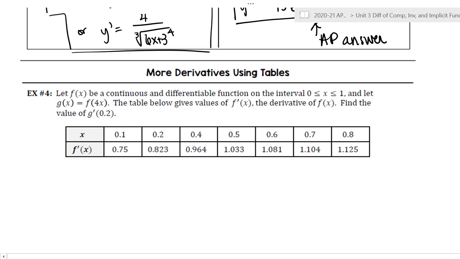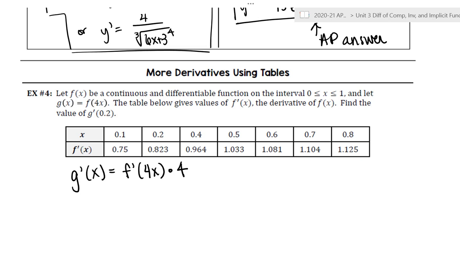But let's let g of x equal f of 4x. So the first thing I'm going to do is, let's say, what is the equation for g prime of x? My outside function is that f of x. So I'm going to say f prime of 4x. Then we're multiplying by that derivative of the inside. So we're multiplying by 4.